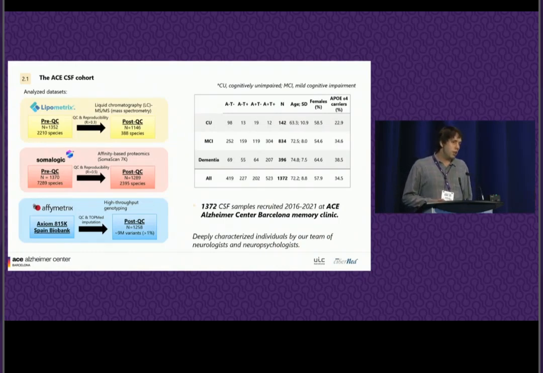So in this study, we analyzed a memory clinic cohort of almost 1,400 individuals based on mainly MCI or dementia subjects, but also a small subset of cognitively unimpaired individuals. And we analyzed 3 data sets: a lipidomics experiment measured by mass spec, a proteomics experiment measured with the Somascan 7K panel, and a genomics data set with TOPMed imputed genotypes available.